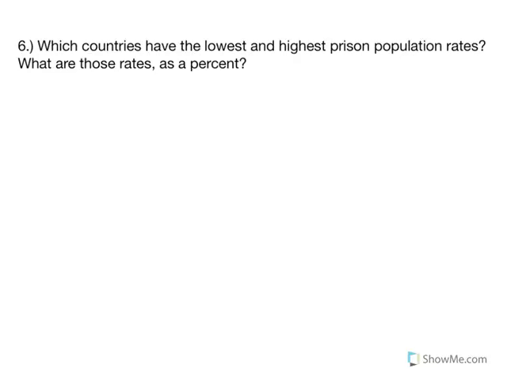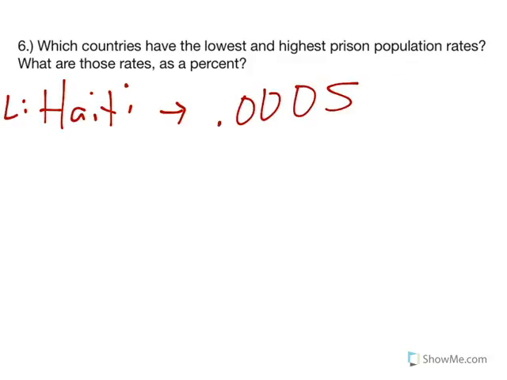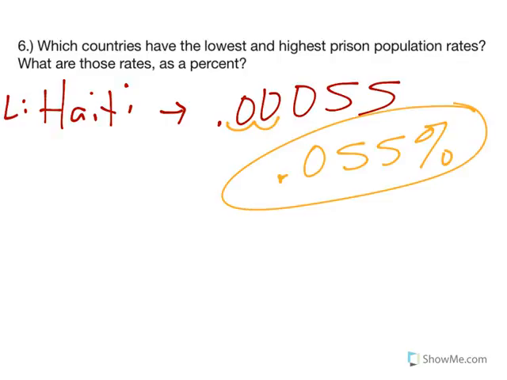And number 6, which countries have the lowest and highest prison population rates, and what are those rates in percents? Well, the lowest is Haiti, and so their decimal is 0.00055. Well, to change a decimal to a percent, we go 2 places to the right. So this would be 0.055%. And remember, the reason we can change these to percents is because we are talking part to whole ratios. The people in prison is part of the whole population of the country, and we have part to whole.